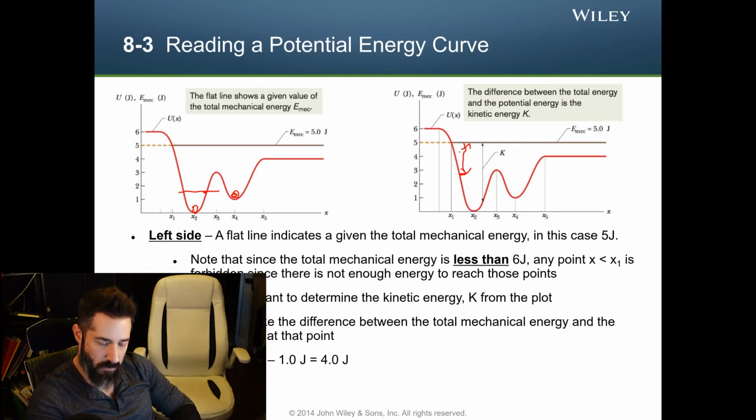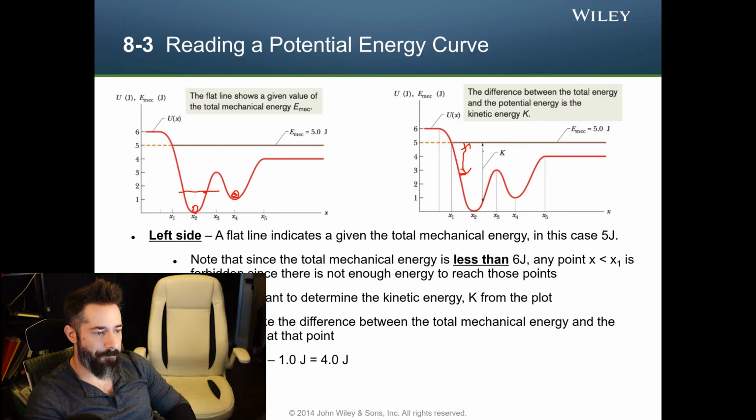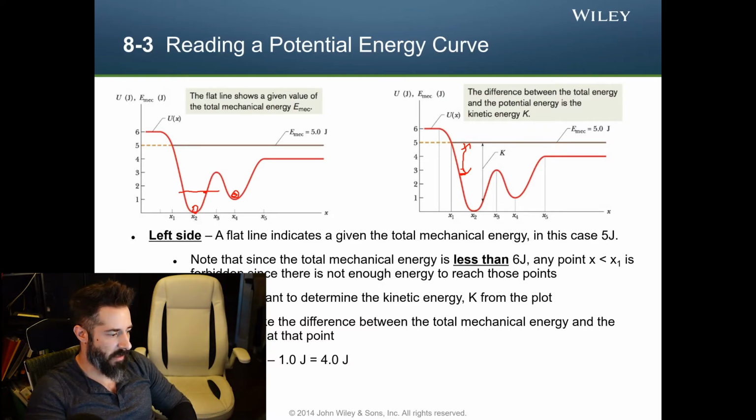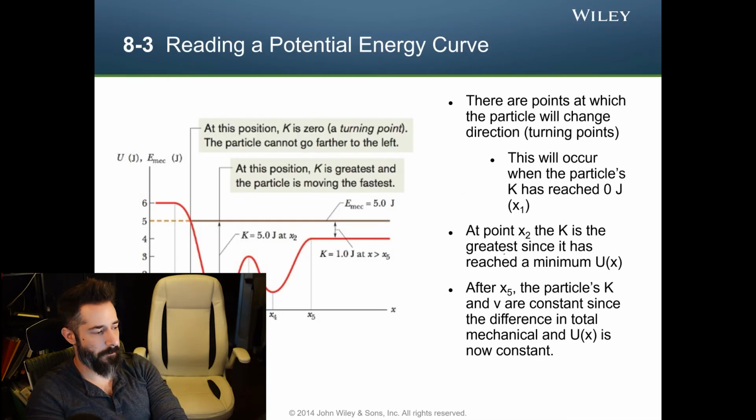You can just use this line they drew right here, and you can figure out the kinetic energy. So from the plot, you have the potential, you have the total, therefore you can figure out the kinetic. That was the little equation they were rearranging at the beginning. So down here you have the total mechanical energy, and then you have the potential energy at a given point, and therefore we can find out the kinetic, is what it's saying.